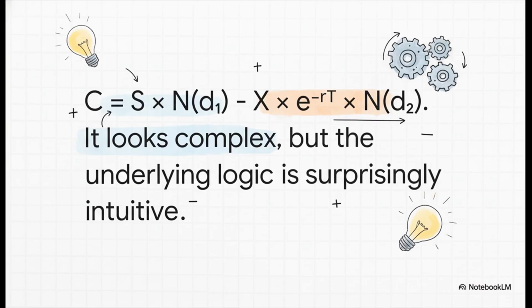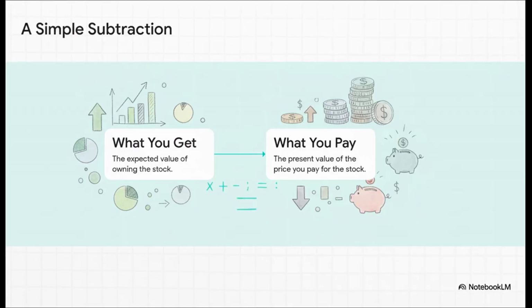I know, it looks terrifying. It looks like it should be on a blackboard in a physics lecture. But I promise you, the idea behind it is actually incredibly simple and, well, beautiful. Let's break it down. Forget all the weird symbols for a second. At its heart, the formula is just a subtraction problem. That's it. It figures out the value of what you might get, and from that, it subtracts the cost of what you have to pay. The price of the option is just the expected benefit minus the expected cost.